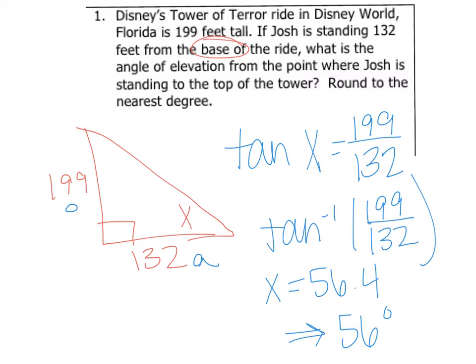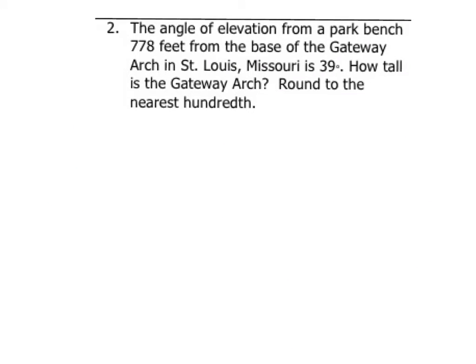Next question. Number 2 says the angle of elevation from a park bench 778 feet from the base of the Gateway Arch in St. Louis, Missouri is 39 degrees. How tall is the arch? So again, we're drawing our right triangle. We know the angle of elevation is 39 degrees. I'm going to put that at the bottom right corner.